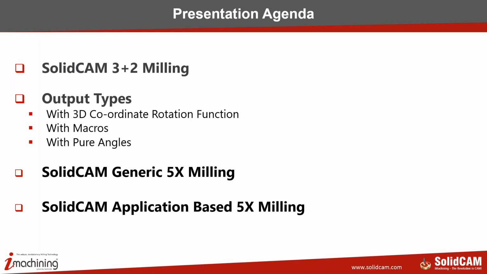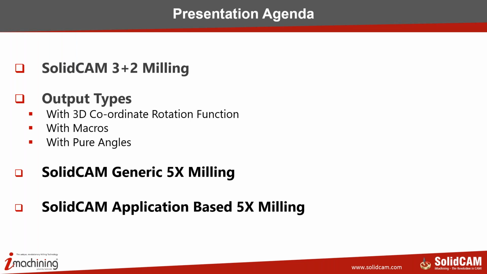One is using the 3D coordinate rotation function. The other one is for when the machines don't have the option of 3D coordinate rotation, then we use macros for calculating the coordinate system shift. The next one is outputting pure angles, where macros are available, but the operators or users are not comfortable using macro functions. They would not like to have several calculation routines being called. They want a simple XYZ with the angles, so we call it the pure angle method. These are the three important methods that we are going to see today.